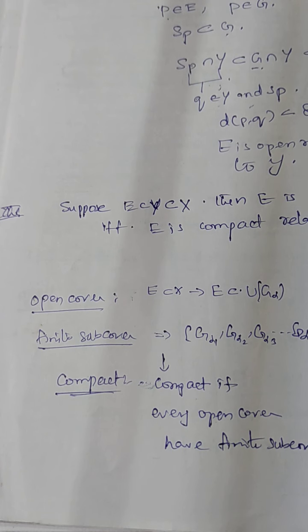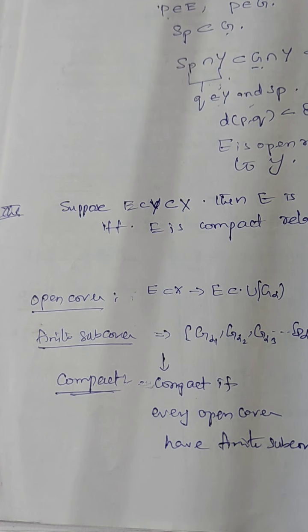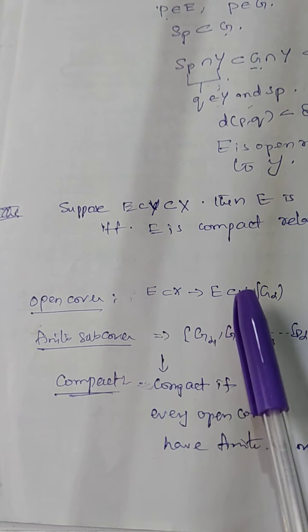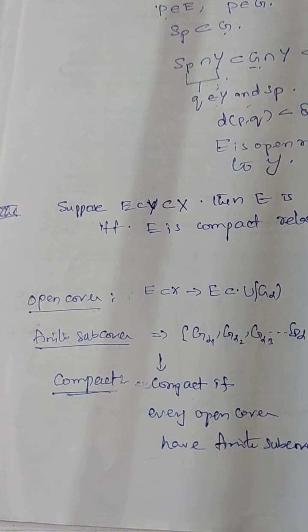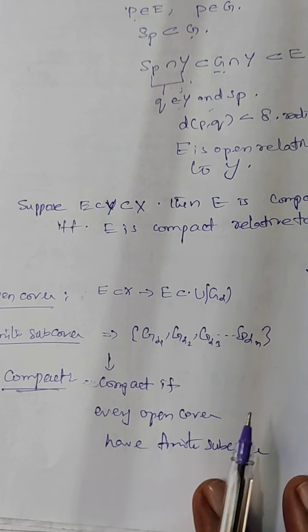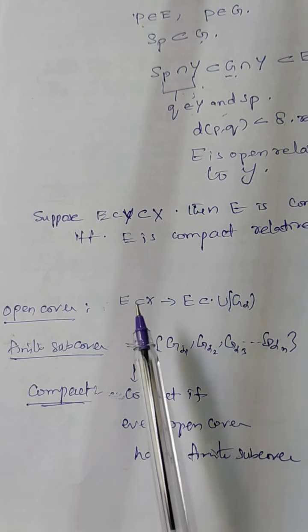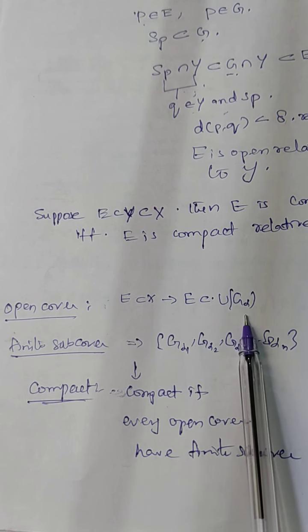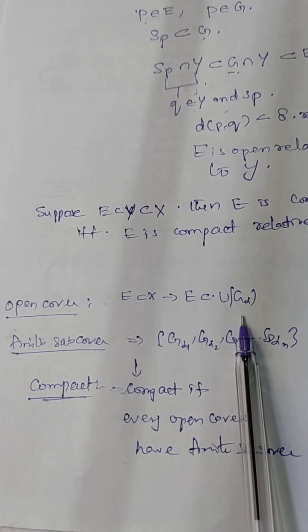All right, so we have the concept of open cover, finite covers, and then we have the concept of compact. Let E be a subset of X. We are considering E as a subset of the union of G alphas, where the G alphas are the open sets in X. Now we are saying that E can be written as a union of some of the G alphas, not all, but some of the G alphas.